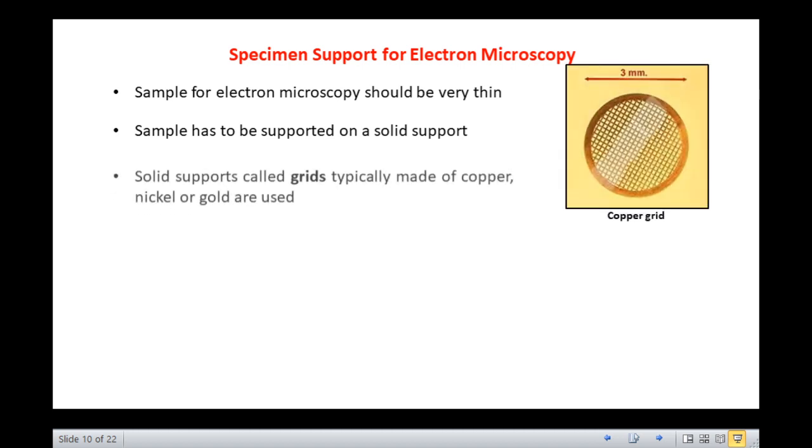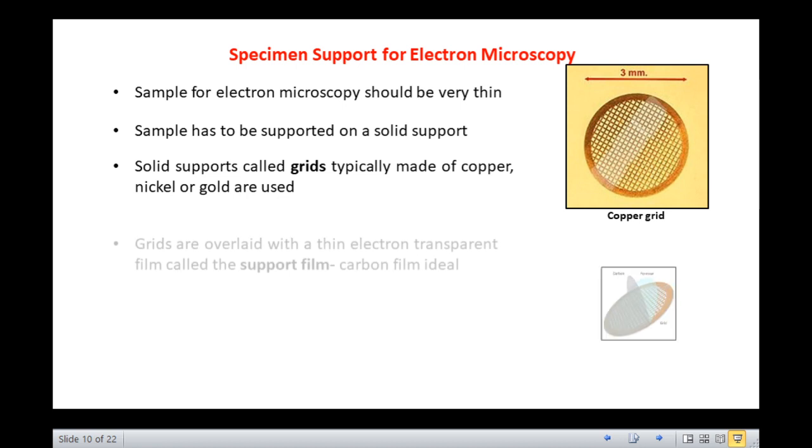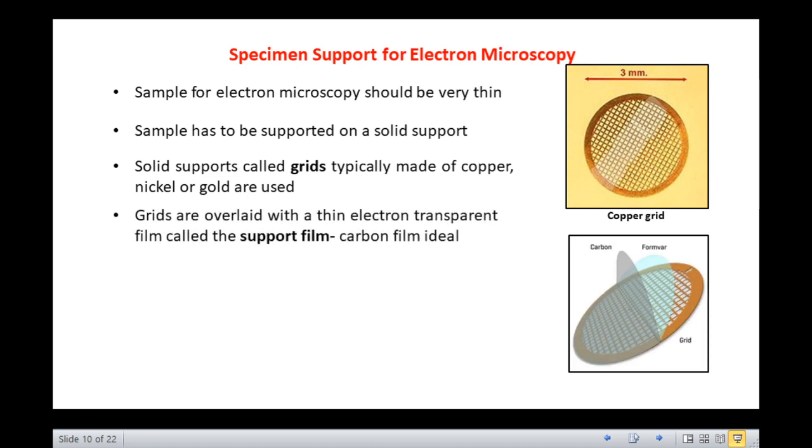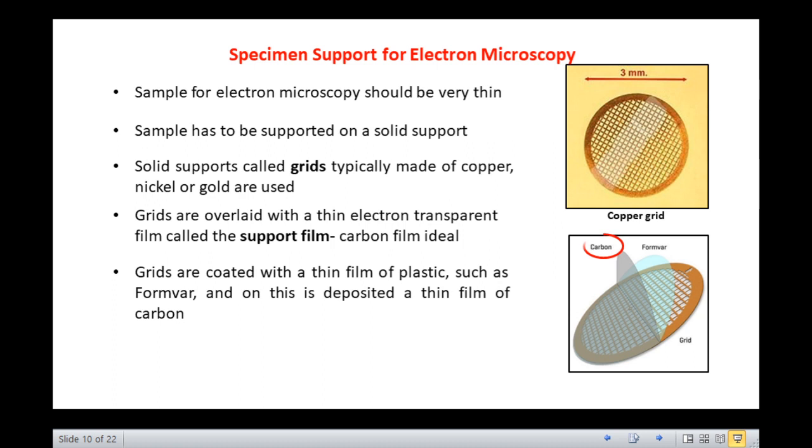Hence, solid supports called grids, typically made of copper, nickel, or gold with mesh sizes of 200 to 400 holes per inch are used. The grids are overlaid with a thin electron transparent film called the support film. A carbon film is ideal for this purpose. Grids are coated with a thin film of plastic such as Formvar, and on this is deposited a thin film of carbon by carbon arc evaporation.